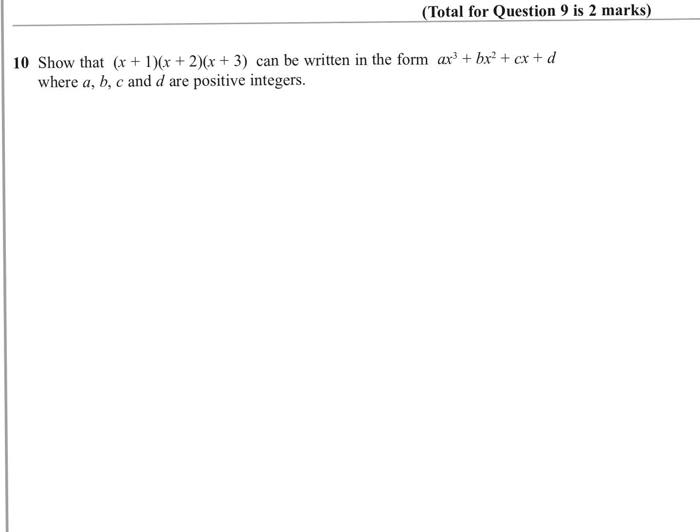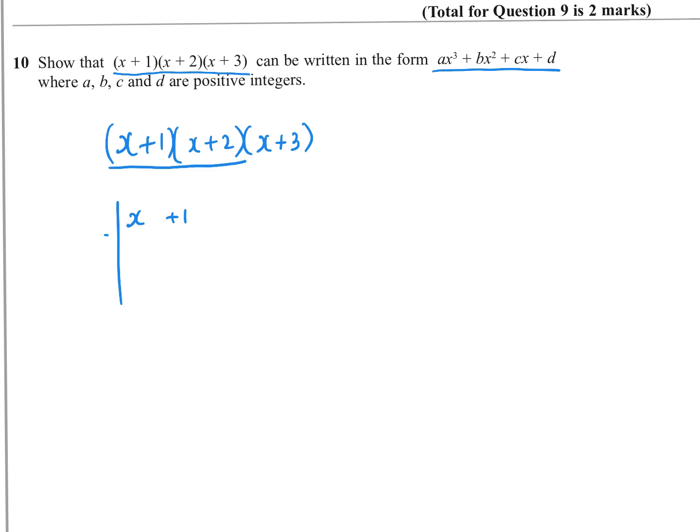Question 10. We want to show that this expression here, x plus 1 multiplied by x plus 2 multiplied by x plus 3, can be written in this form. Well, let's have a look. Now these three brackets are multiplying each other, so it doesn't matter which order we do them in, because with multiplication the order does not matter. So we can just do these two multiplied by each other first. So we can just set up a multiplication grid, if that helps.